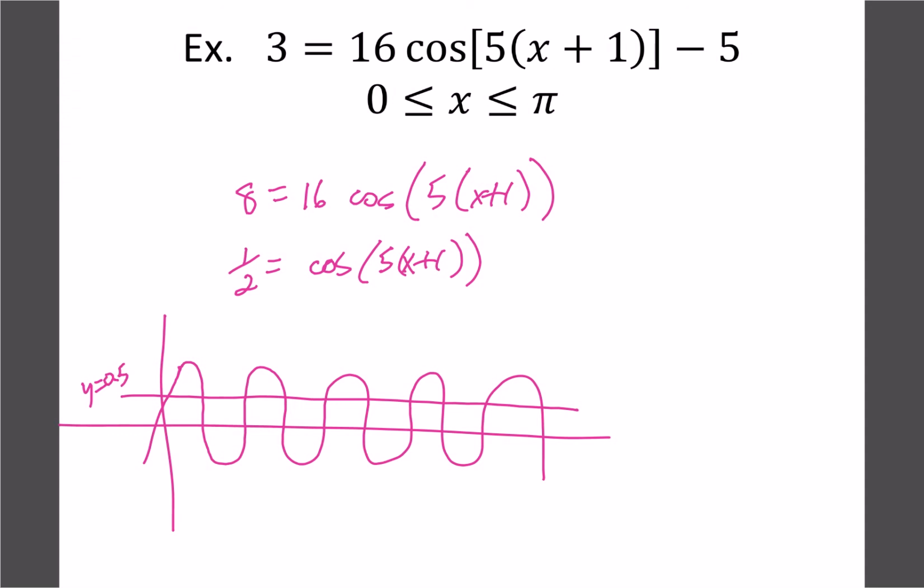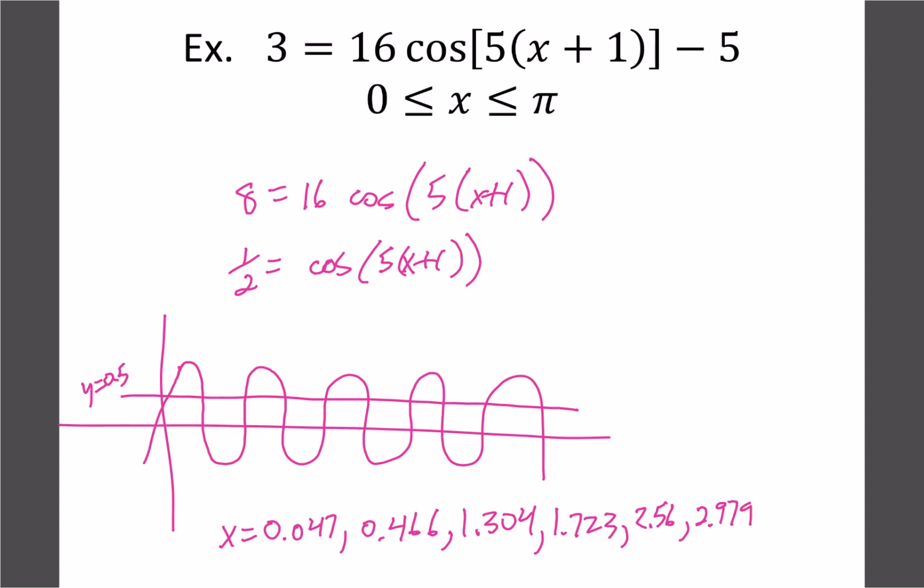And this one we're going to do in radians. And we can do these as decimals, fractions, it really makes no difference. Let's just do this one in decimals. So the first one I get is 0.047. Go to the next one, it's 0.466. And we keep going. The next one is at 1.304. Our next one again is 1.723. And we want to go up to pi this time, so we want to get up to 3.14. 2.56 is the next one. And 2.979. And I think that's it. Yeah, the next one is past pi.